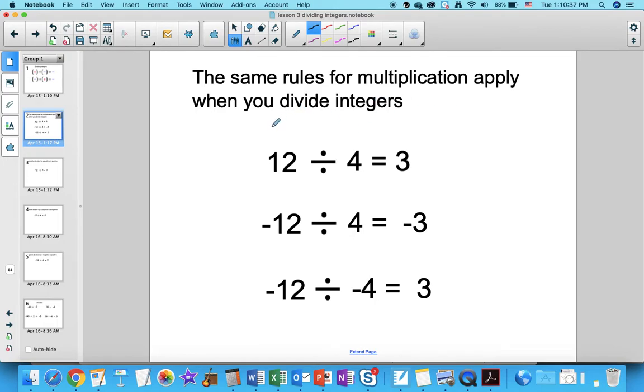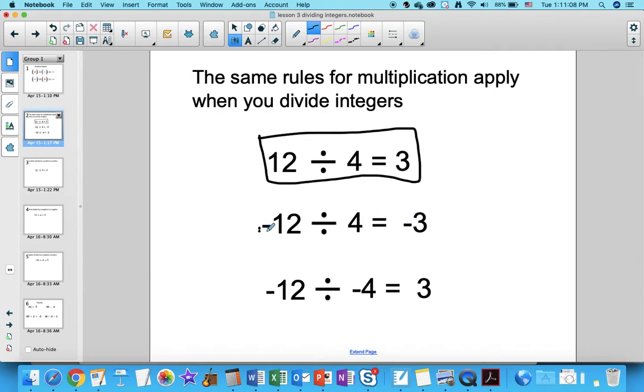When you're dividing integers, the same rules apply, right? When you multiplied integers, a positive times a positive gave you a positive. But it works for division as well, right? 12 divided by 4 is positive 3. Positive, positive, positive. With multiplication, a negative times a positive is negative. It's the same with division. Negative divided by positive is negative, right?